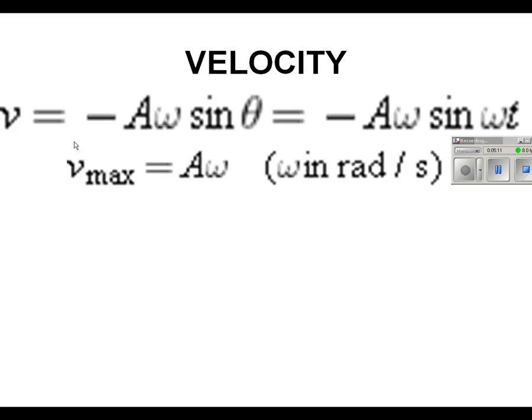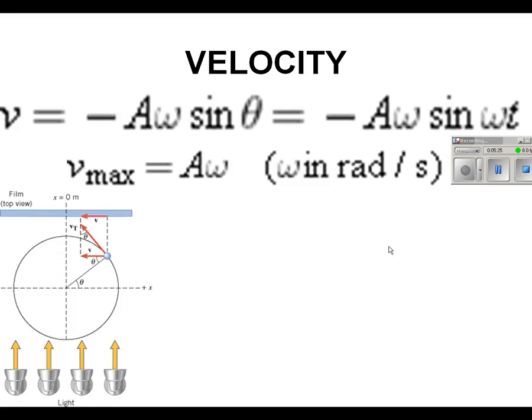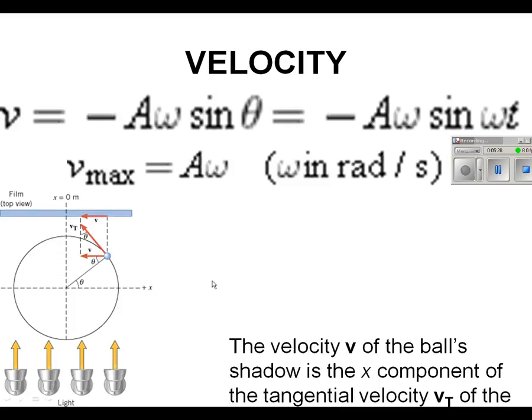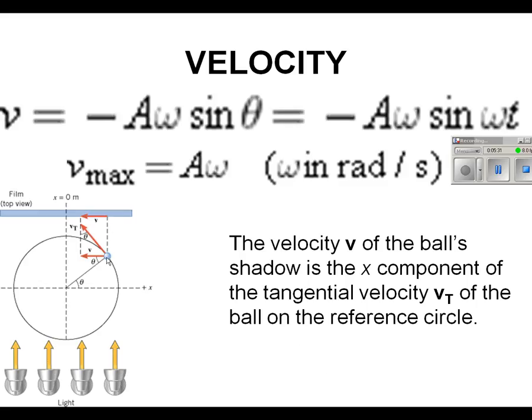Now, what's important to realize in this problem is that v max is A omega. This is the equation that we are going to worry about. The maximum velocity that this object oscillating on a spring has is equal to the amplitude times the angular frequency. Here's the velocity vectors shown. So this is the tangential velocity that we're talking about here. The velocity v of the ball's shadow is the x component of the tangential velocity of the ball on the reference circle. So this x component right here of this tangential velocity, that's the velocity. That's this v max equals A omega. That tangential velocity does not change.